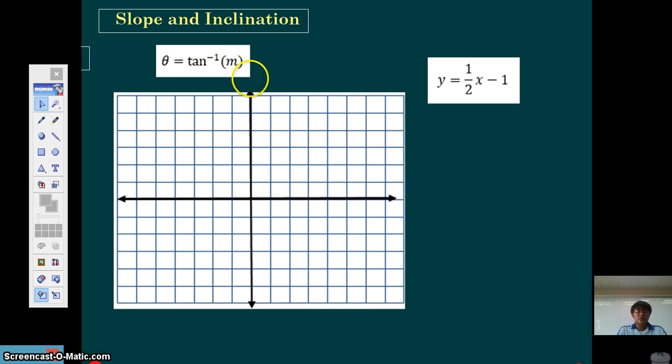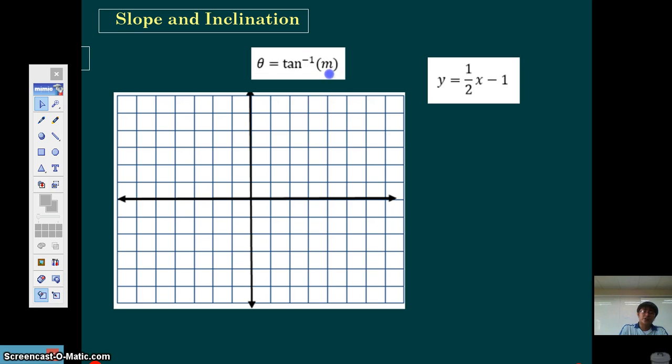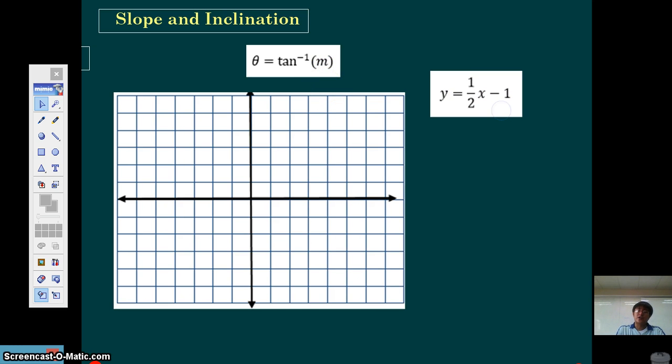Now you know that the angle of inclination of a line is very much related to the slope with this equation: theta equals tangent inverse of the slope. Now let's have this line, y equals 1/2 x minus 1, and let's graph the line.